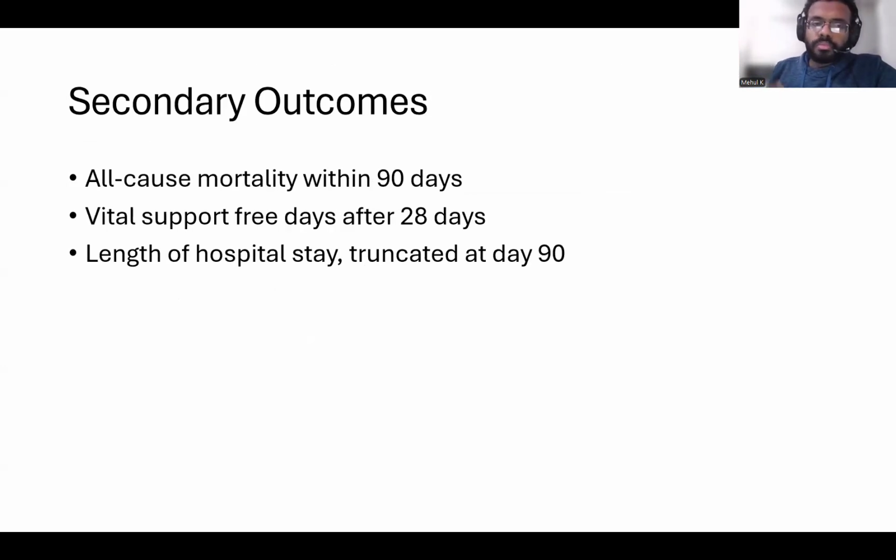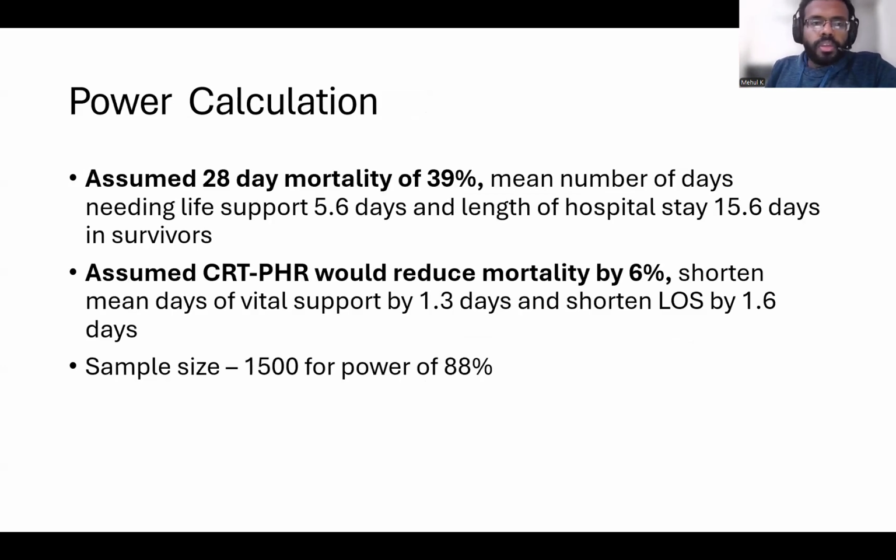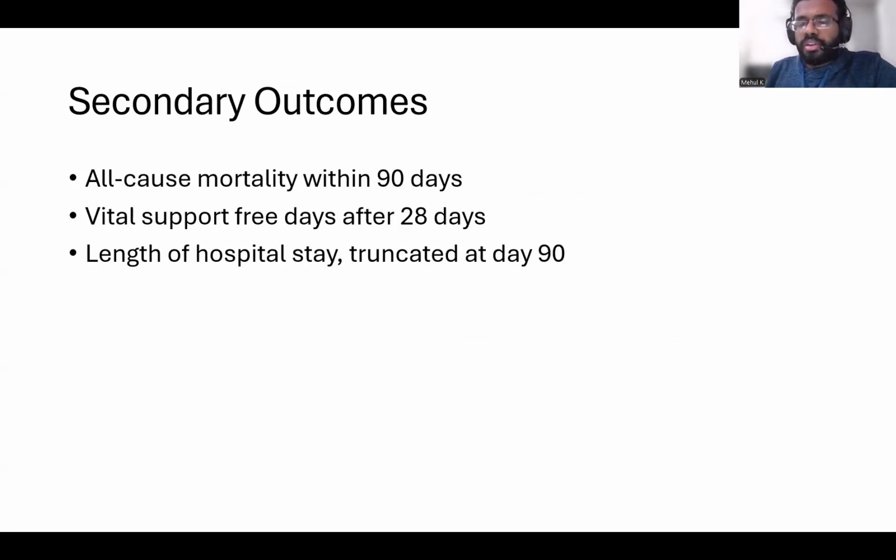Secondary outcomes were mortality at 90 days, vital support free days at 28 days, and length of hospital stay at 90 days. There were also tertiary outcomes, but those were more of an exploratory kind of analysis, and I'm not going into detail on that.